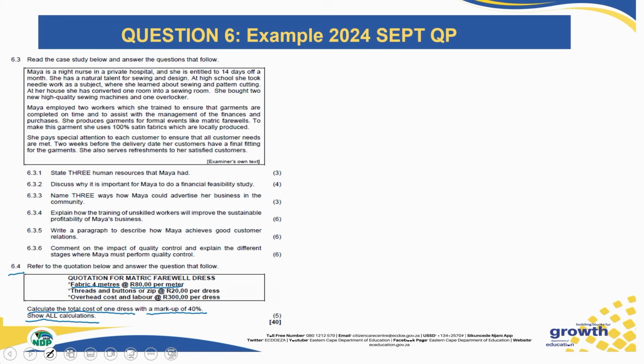The first step is to calculate the production cost. When you calculate the production cost, you add all the expenses. So it is important, grade 12s, that you show all your calculations. Each and every step has marks that are allocated. So when you calculate the total cost, you start with the production cost. In this question paper, the dress is going to need 4 meters. Per meter is 80 rands.